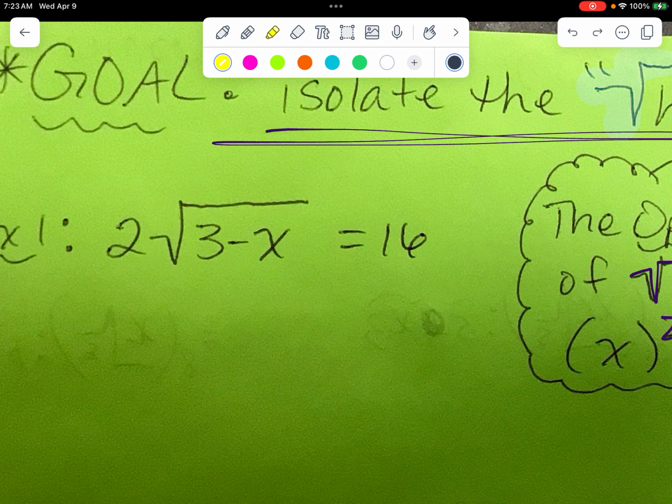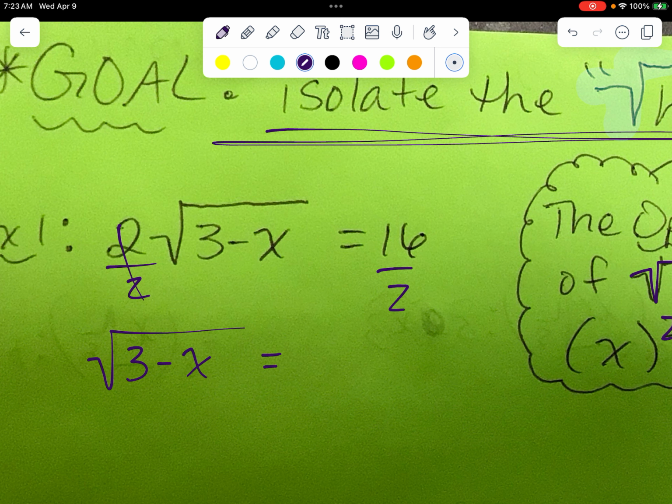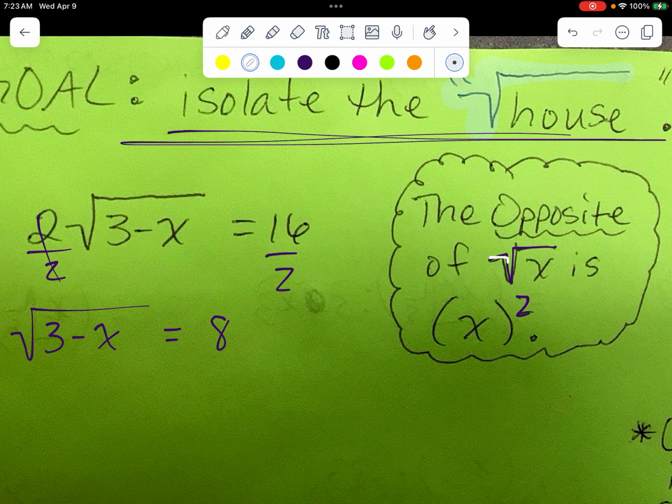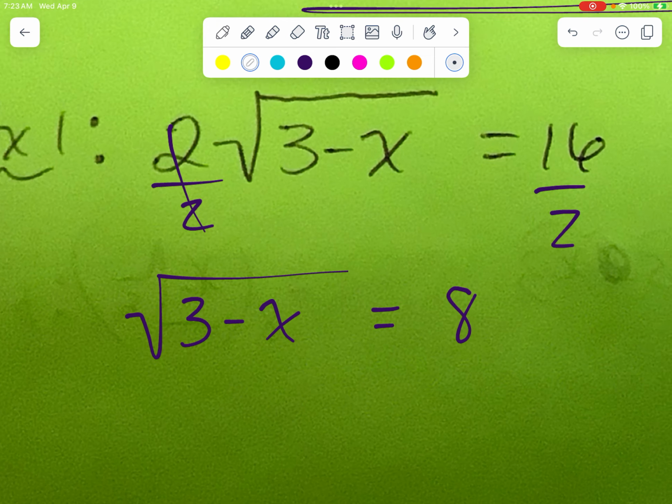Well, to do that, we have a 2 on the outside. We need to do the opposite of multiplying by 2. We're going to divide by 2. And so we're left with the 3 minus x in the house. 16 divided by 2 is 8. And now we're ready to remove the house. If you go over here to our rule, the opposite of taking the square root is squaring. And we're going to square both sides.